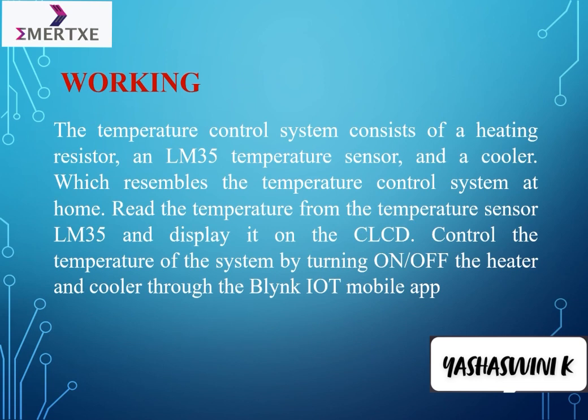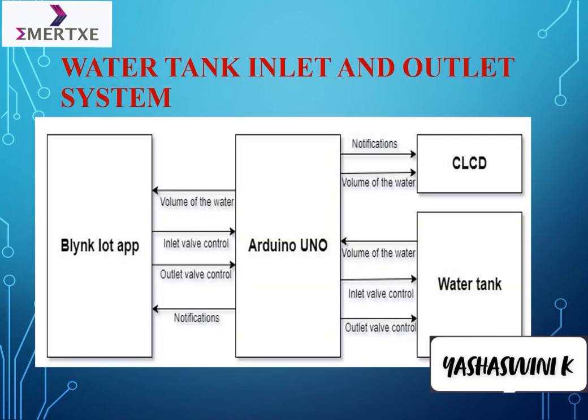For working, the temperature control system consists of a heating resistor, the LM35 temperature sensor and the cooler, which resembles the temperature control system at home. Read the temperature from the LM35 temperature sensor and display it on the CLCD. Control the temperature of the system by turning the heater and the cooler on or off through the Blynk IoT app. Next, the water tank inlet and outlet systems.